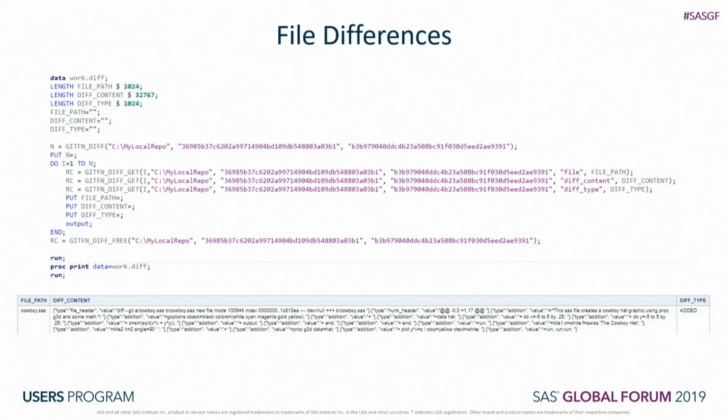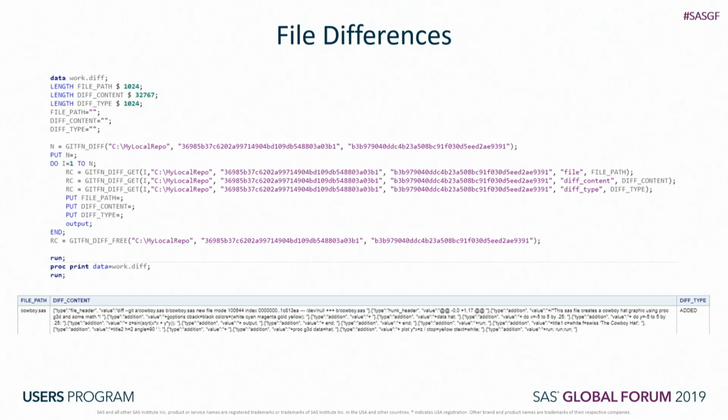And here's an example. As you notice, there are extra parameters, and those extra parameters are the commit IDs. So you would submit the older commit ID and then the newer commit ID, and then it generates a diff between those 2 commits.